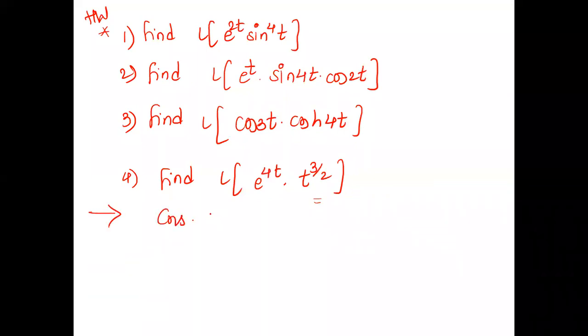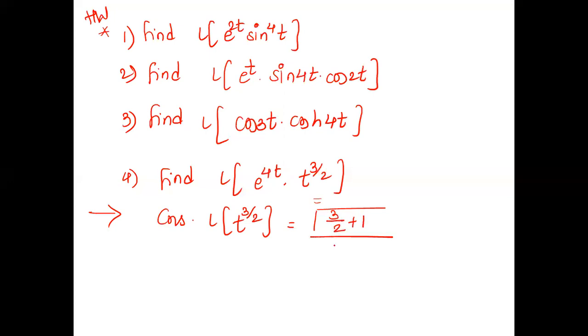What you are considering here? Laplace of t raised to 3 by 2. Correct. T raised to n. But how is n? Is it positive integer? General. Very good. So the formula is gamma n plus 1 upon s raised to n plus 1. So gamma 3 by 2 plus 1 upon s raised to 3 by 2 plus 1.